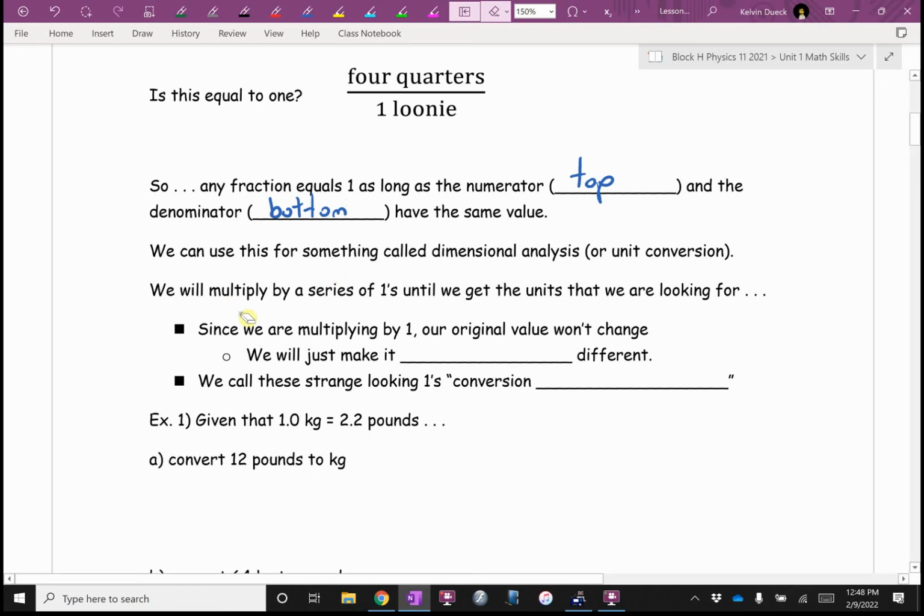We're going to multiply by a series of conversion factors, Declan, a series of ones, until we get the units that we are looking for. Since we're multiplying by 1, our answer won't change. It must be the same as what we started. We're just going to make it look different. We're going to change the units. And we call these strange looking ones, I already used the term, conversion factors.